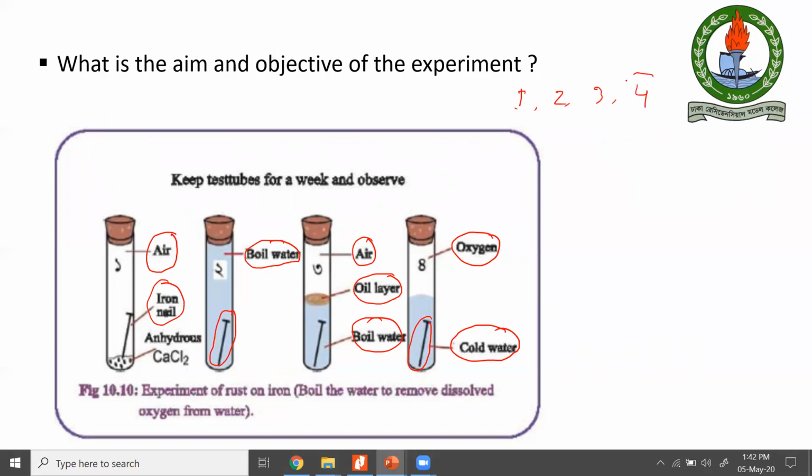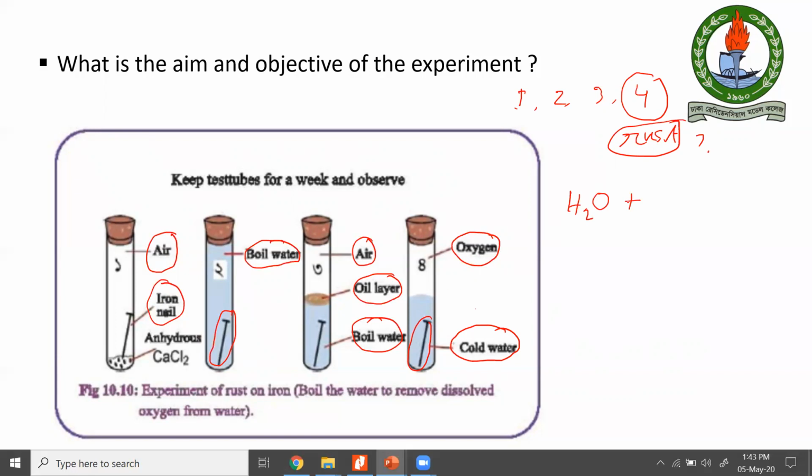So after 1 week, we see that in the fourth test tube, we will get rust. So our question is, why? In the fourth test tube, we have cold water. That means water is present.